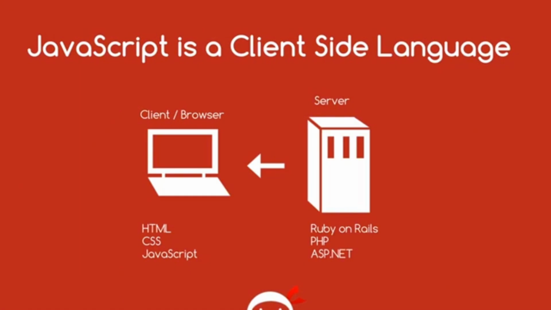This is different from other programming languages such as Ruby on Rails, PHP and ASP.NET. They all run on a server. So if you go to a website running one of these technologies, you'll type in the URL, communicate with the server, the code will run on the server and then send the results of that code to your web browser where it's displayed in a web page. So JavaScript is client-side, other programming languages are server-side.